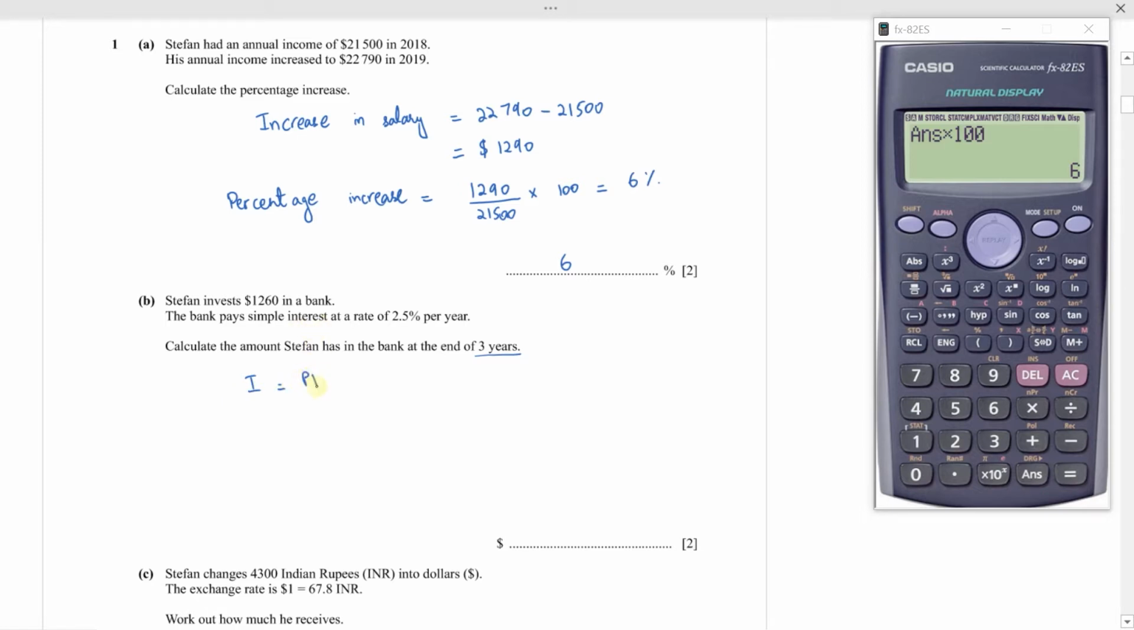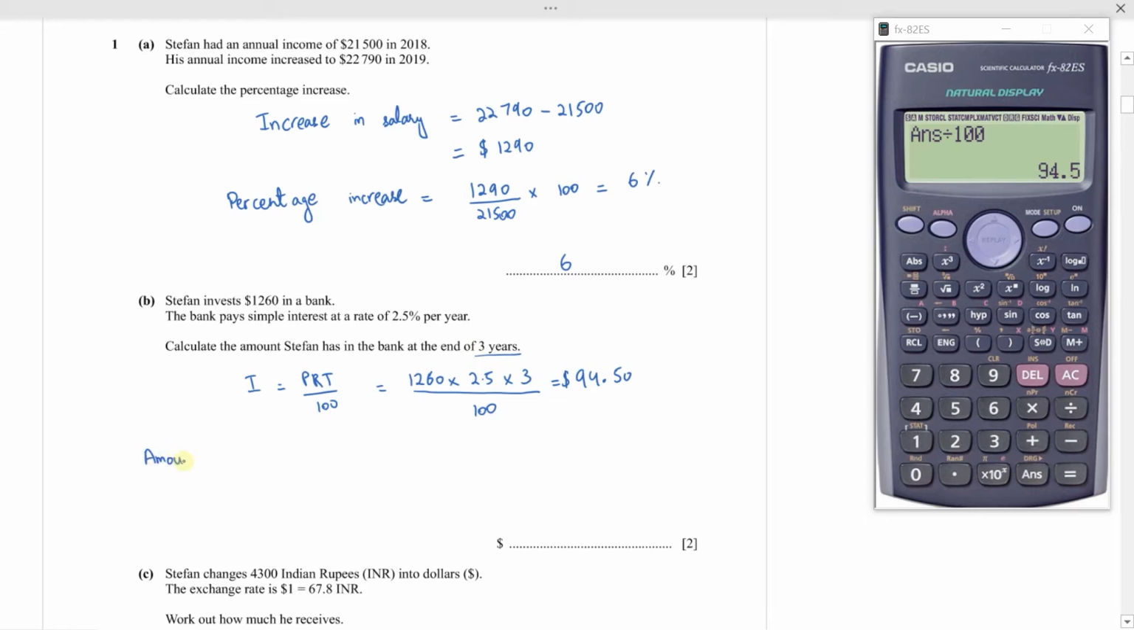So interest I will be given by the formula you've studied, PRT over 100. P is the principal investment, R is the rate, and T is the time. So principal investment is $1,260 multiplied by your rate, 2.5, and time in years, 3 years, over 100. So the interest earned is $94.50.